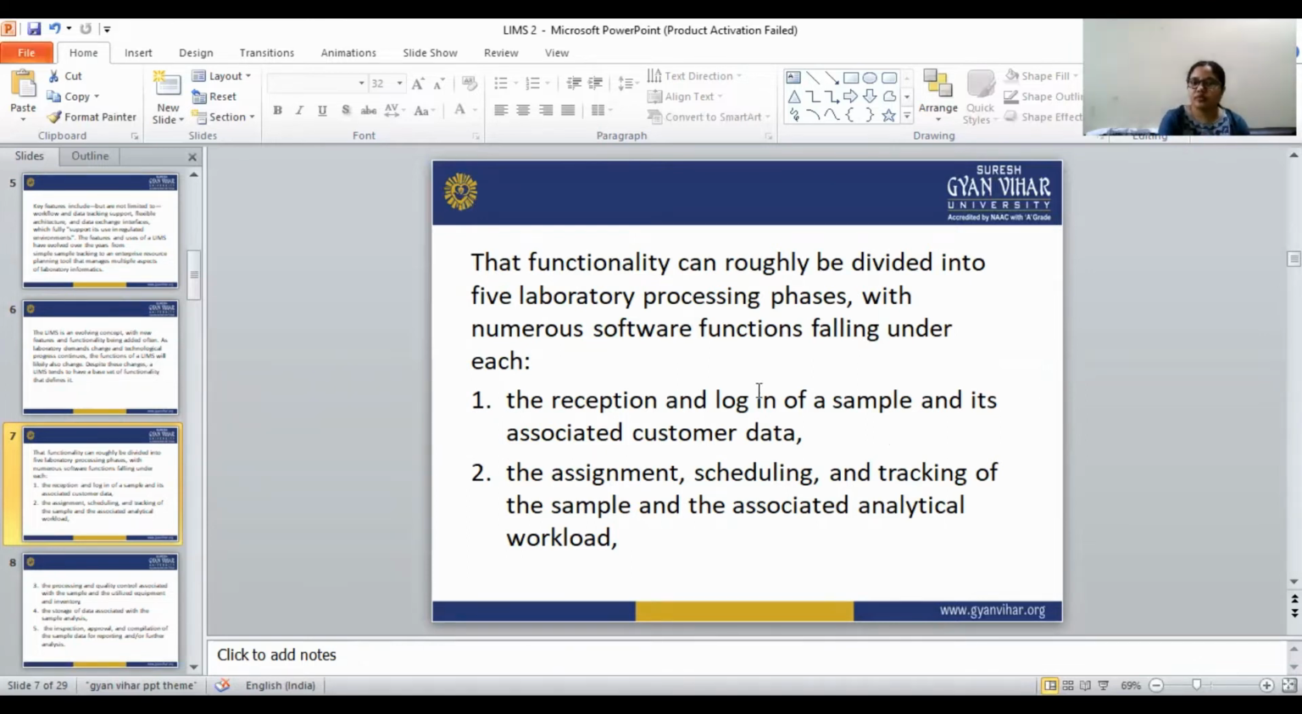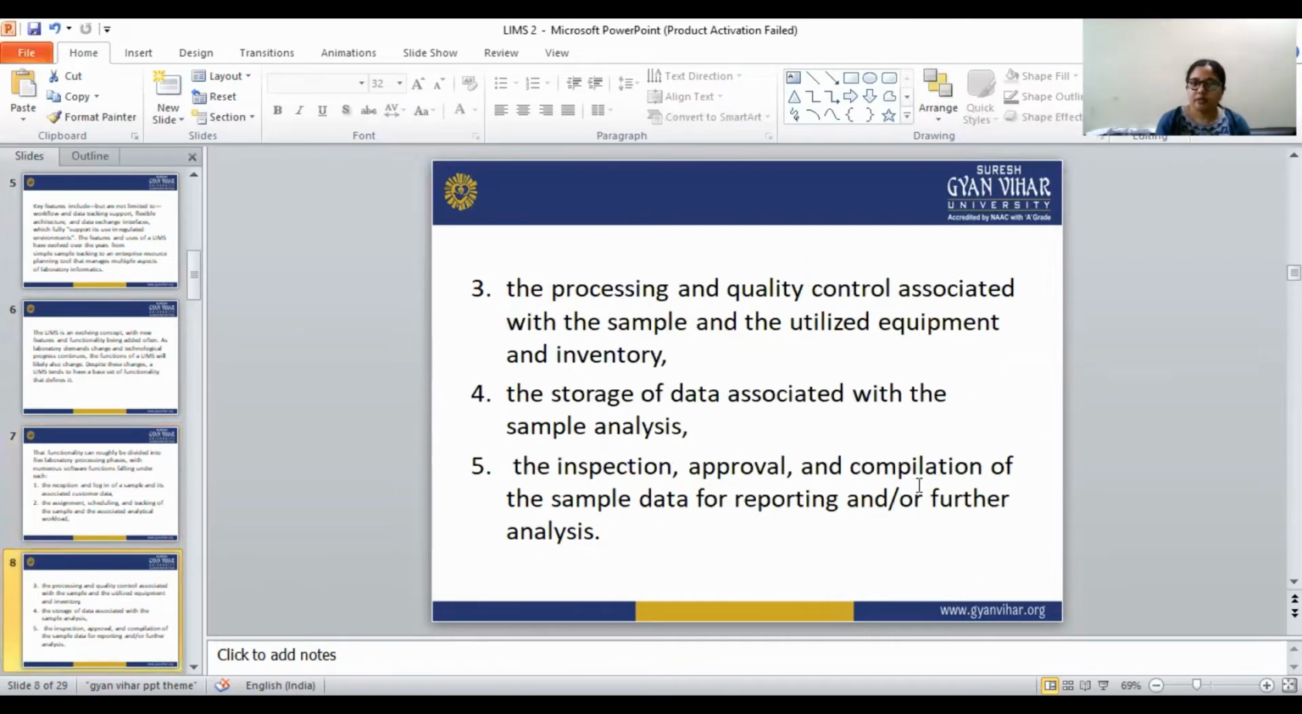The first one is associated with customer data and the second is associated with analytical data. In the customer data, the reception and the login of the sample; in the analytical workload, the assignment, scheduling and tracking of the sample.